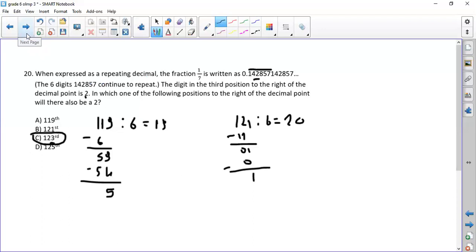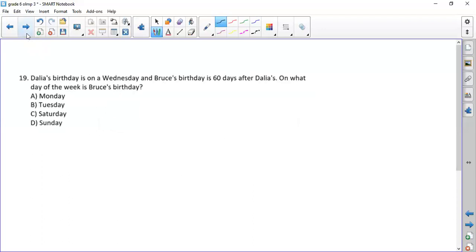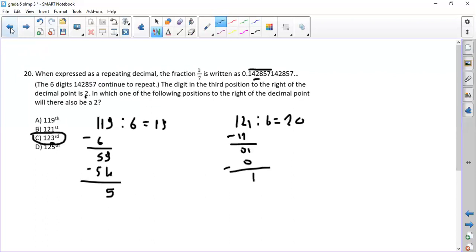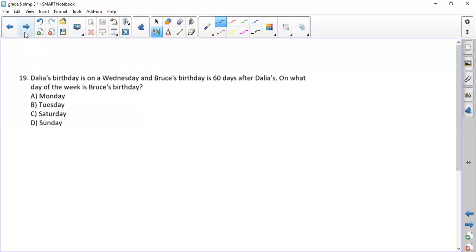This is the way how we solve this kind of problems. Let's see the next one. Delia's birthday is on Wednesday, and Bruce's birthday is 60 days after Delia's. On what day of the week is Bruce's birthday? So this one is like the example that we solved, like this one again.